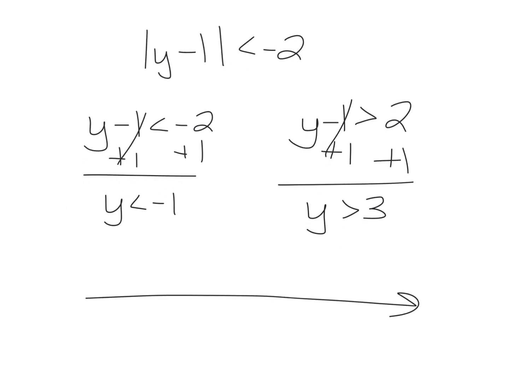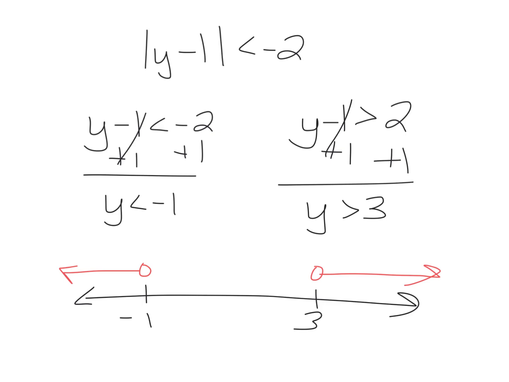Graph. So I have -1 and I have 3. Open or closed on -1? Open, going to the left. Open or closed on 3? Open, going to the right. What kind of statement is that, and or or? Or. Why or? Because they're split, they're going away from each other.